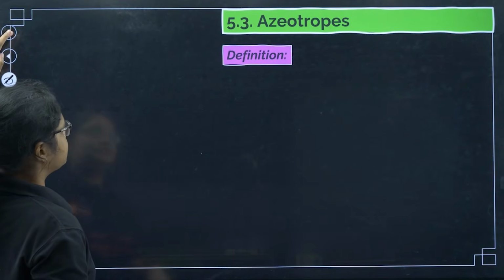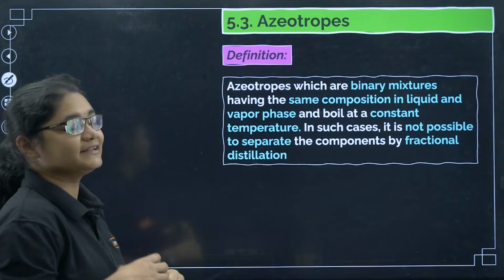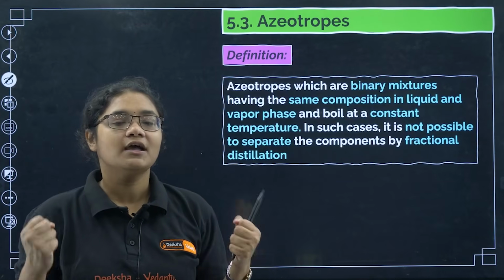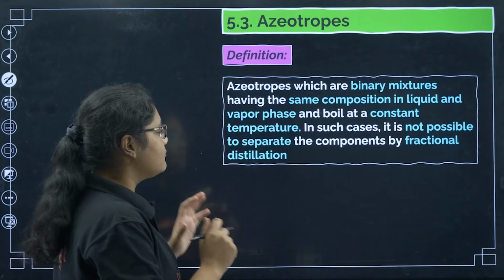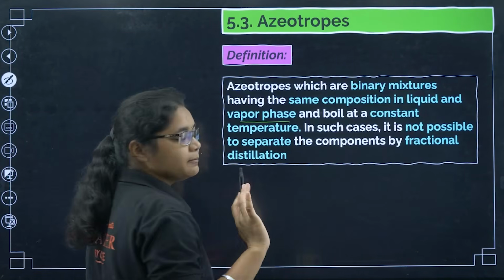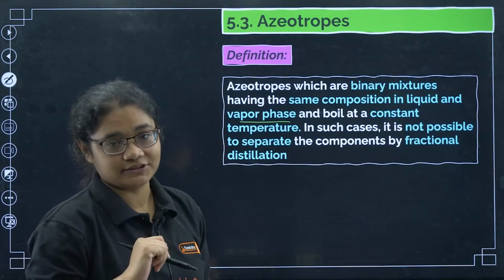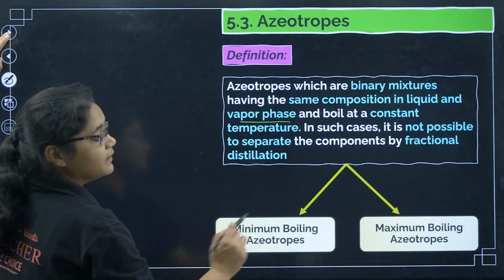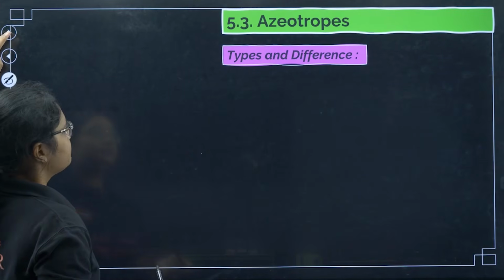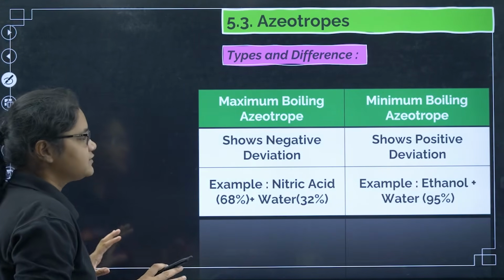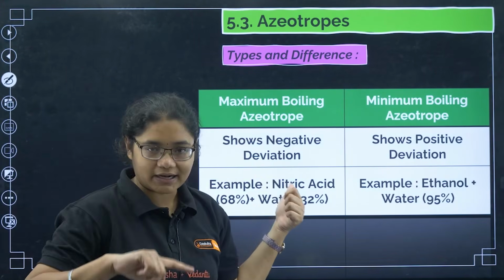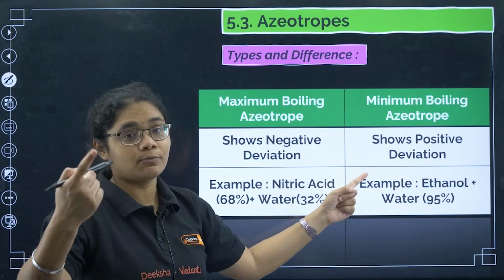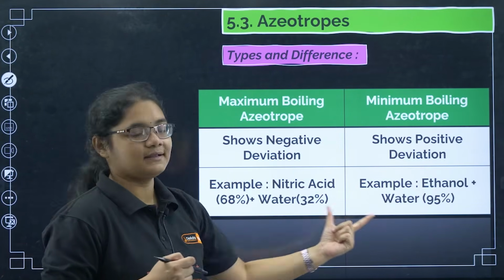Next we'll talk about azeotropes. So what is azeotropes? Azeotropes are some binary mixtures which have the same composition in the liquid and the vapor phase, and they boil at the same temperature. Azeotrope again can be of 2 types, maximum boiling azeotrope and minimum boiling azeotrope. You have to learn their differences also. Maximum boiling will show negative deviation, minimum boiling will show positive deviation, and you can see the examples as well here.